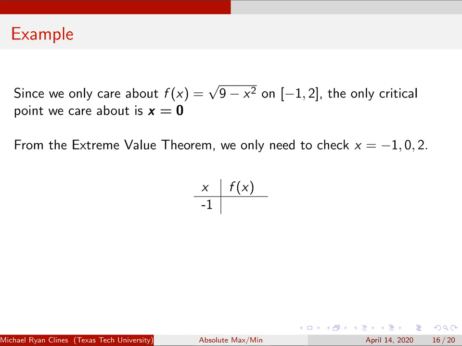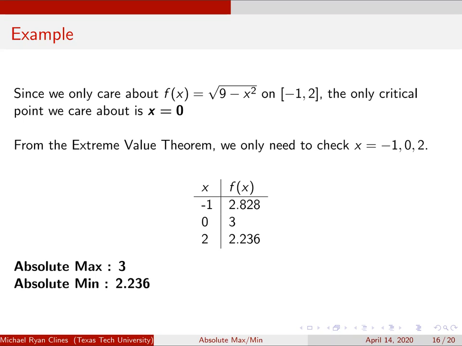So we really just focused on these 3 points right here, -1, 0, and 2. And 0, that's where our critical point is. -1 and 2, well, that's the endpoints of our interval. But why do we only care about these 3 points? Because the extreme value theorem tells us that an absolute maximum or an absolute minimum of a continuous function on a closed interval only occurs at critical points or the endpoints. So rather than checking the entire interval, all we have to do is check these 3 points. How do we do that? Build a little table, take our values, plug them into f, and then from here we can determine that the absolute maximum is 3 and the absolute minimum is 2.236.